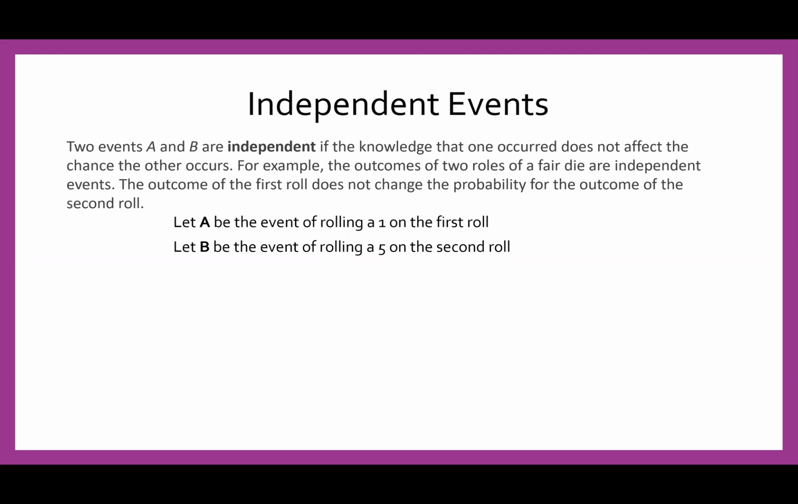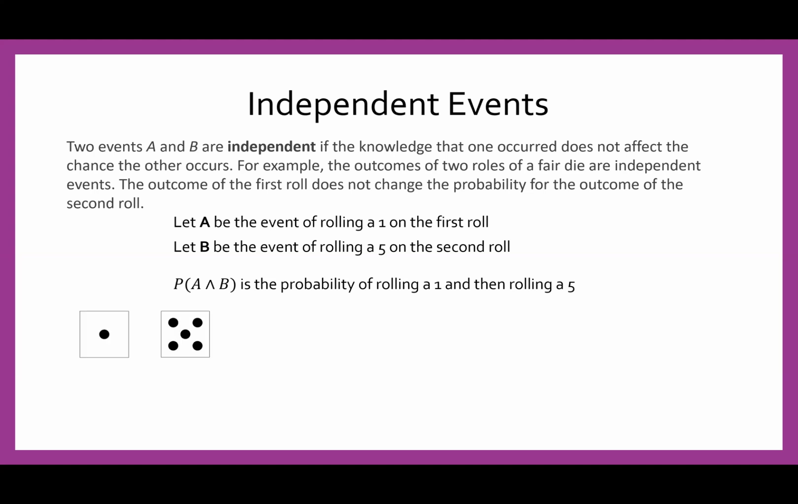Let A be the event of rolling a 1 on the first roll, and let B be the event of rolling a 5 on the second roll. So the probability of A and B is the probability of rolling a 1 and then rolling a 5. The probability of rolling a 1 is 1 out of 6, as is the probability of rolling a 5.